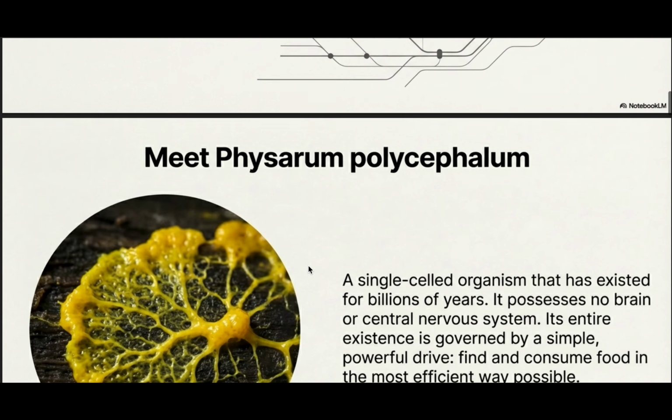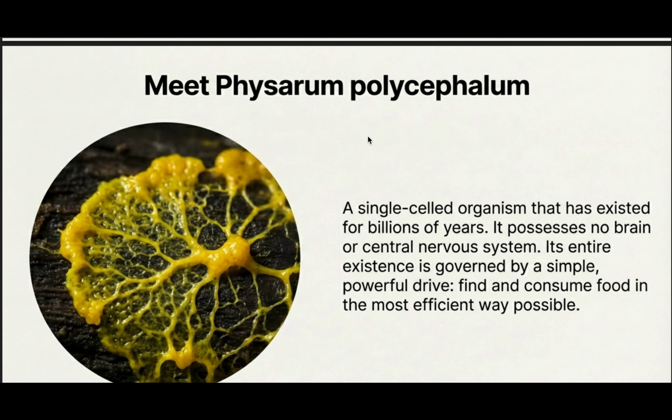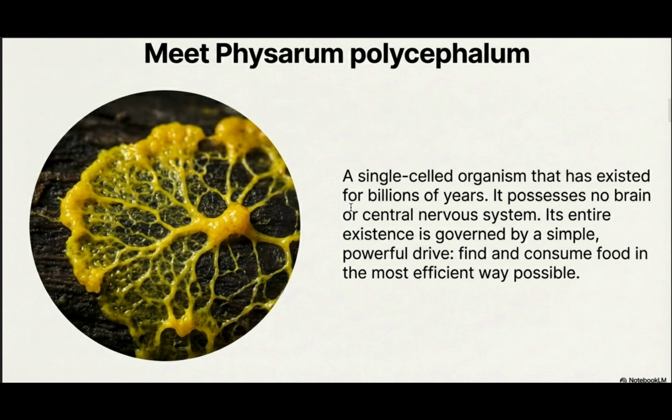So we use deduction. Basically, deduction is when you have a bigger problem, you minimize it into a simple problem, so that it could be solved through a very simple intelligence system. So meet Physarum polycephalum, whatever the name is. This is a mold, and it has no brain and no central nervous system. It only works by finding the most efficient way possible of collecting food and growing. This is the only thing it can do.